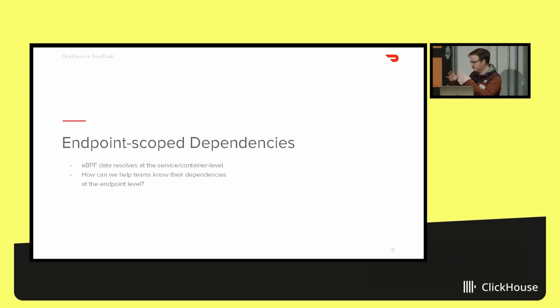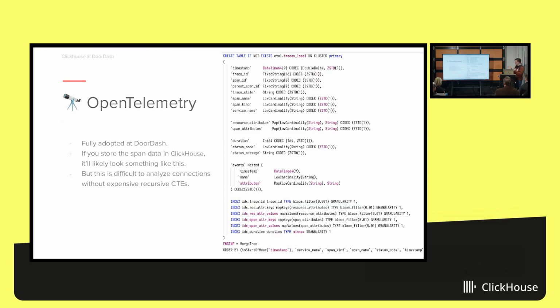But the individual engineering teams, like our product teams, when they're developing, are concerned at the endpoint level, right? And the TCP connection data can't say that TCP connection was for that endpoint or that request. So how can we help teams know their dependencies at that endpoint level? The obvious answer is OpenTelemetry, fully adopted at DoorDash, thanks to the Java auto instrumentation.